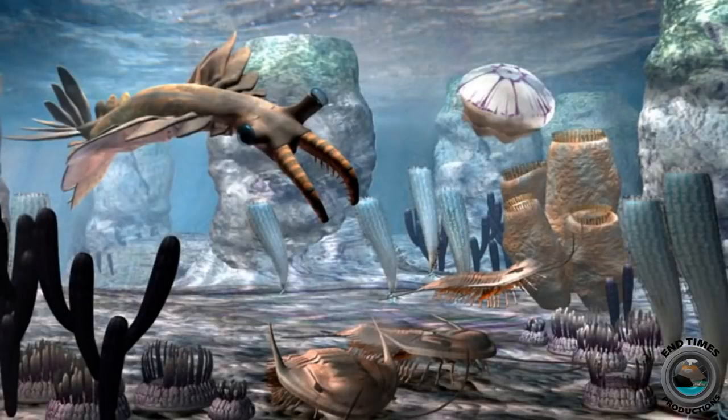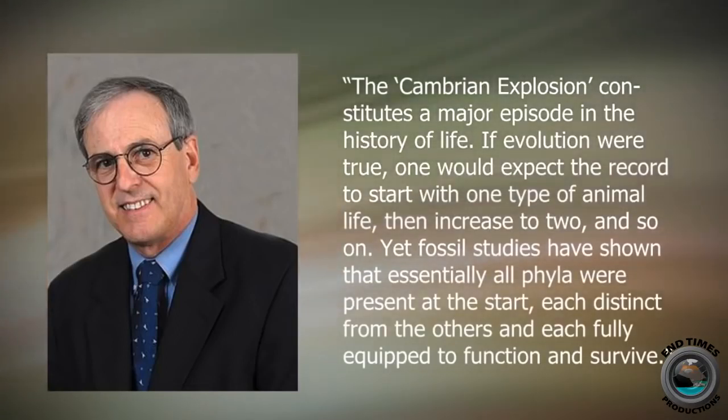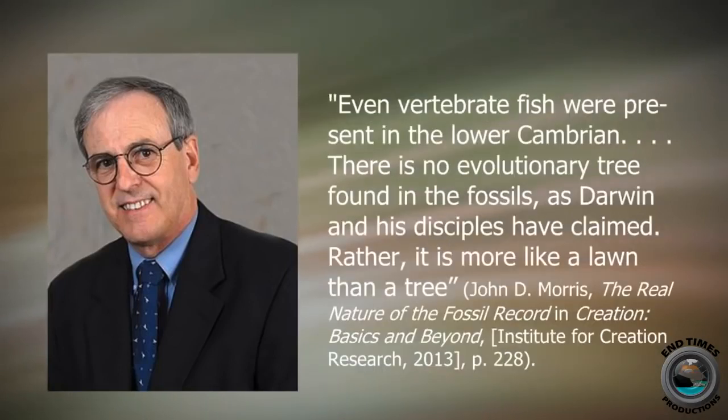This is a serious problem for Darwinism. Another aspect of the Cambrian explosion is brought out by John D. Morris, quote, the Cambrian explosion constitutes a major episode in the history of life. If evolution were true, one would expect the record to start with one type of animal, then increase to two, and so on. Yet fossil studies have shown that essentially all phyla were present at the start, each distinct from the others, and each fully equipped to function and survive. Even vertebrate fish were present in the lower Cambrian.